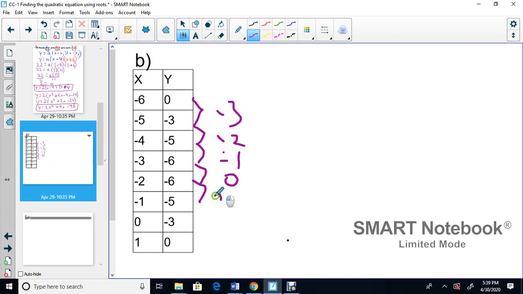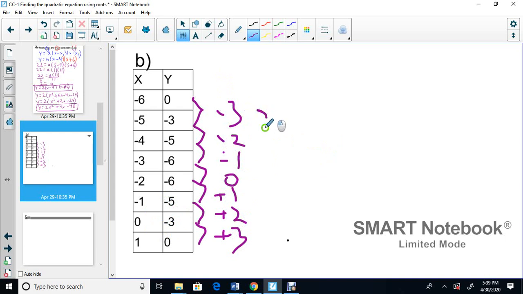Now we're going to add 1 to get from negative 6 to negative 5, and then we're going to add 2. We're going to add 3. So basically, we're taking the bottom number subtracting the top number. These are not the same, so it's not linear. If they're the same on the next one, it's quadratic.